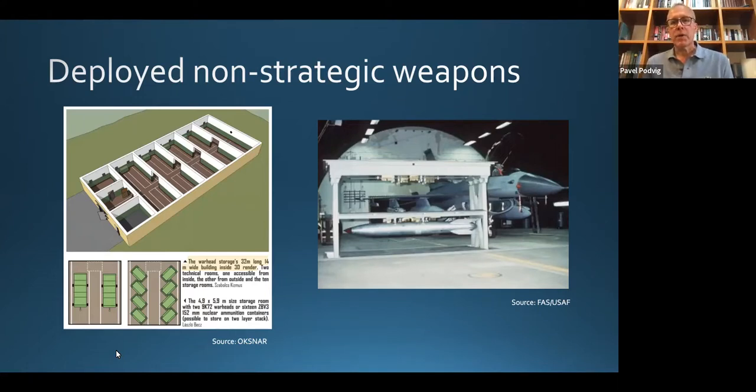And as you can imagine, if we remove these weapons from their deployed state, from their storage bases, then we could verify. We could go there. We could walk in and see that nothing is deployed. So verifying that would not require knowledge of anything. You don't have to see a weapon to see that there is no weapon there.